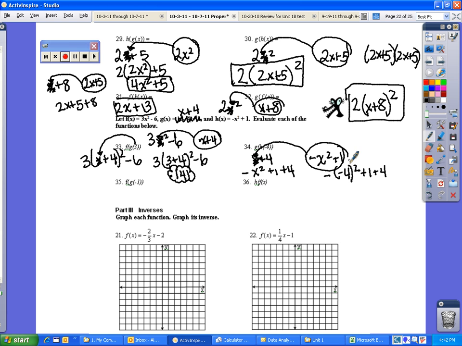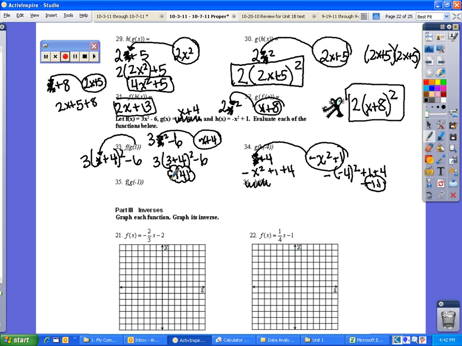So negative 4 squared. Negative 4 squared is 16. Then negative 16 plus 1 is negative 15. Negative 15 plus 4 is negative 11. Oops, negative 11. Same thing here, and I'm not going to actually bother doing this h of f of x because it's just another composition like we did up here.